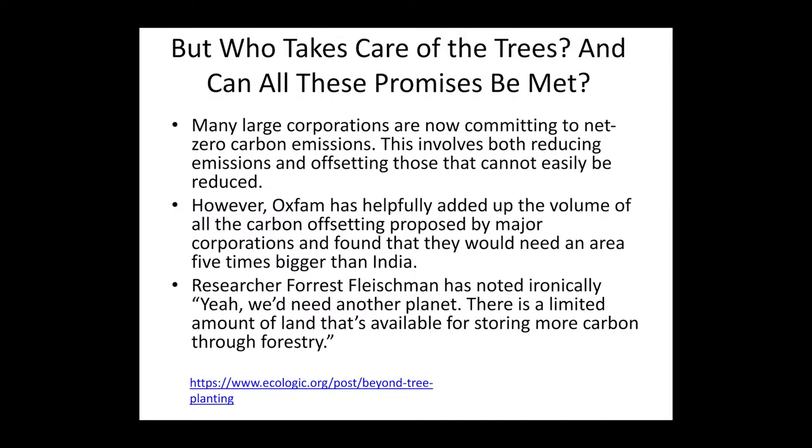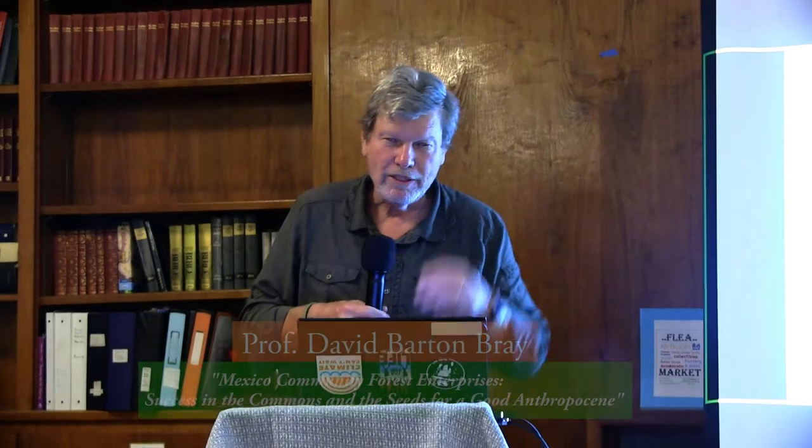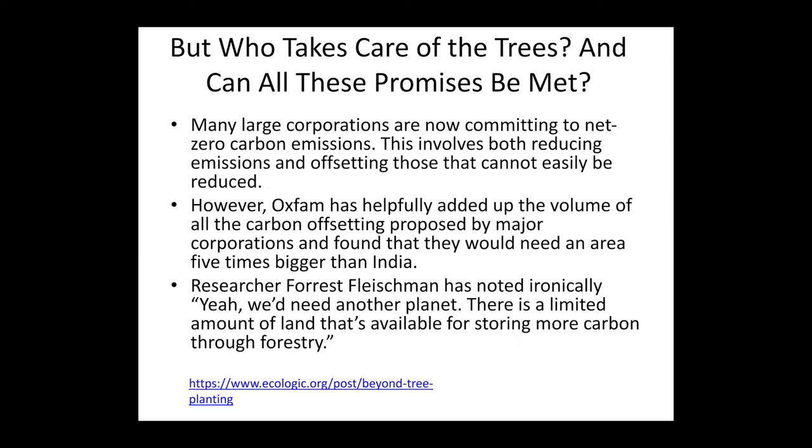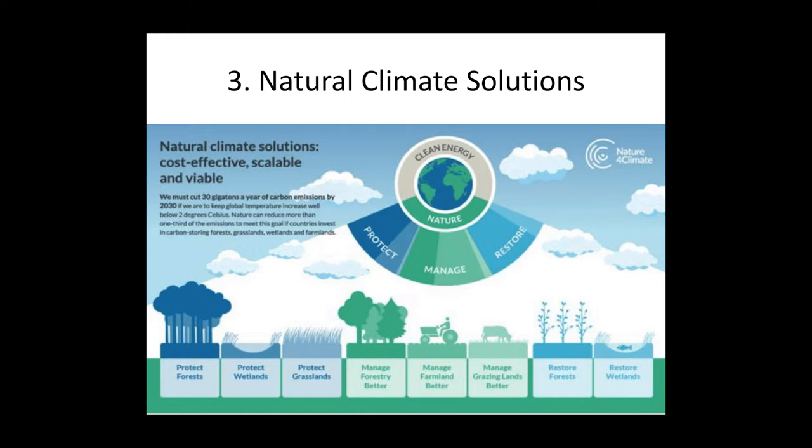However, Oxfam has very helpfully added up all the total commitments from all these corporations for offsetting using trees, and found that they would need an area 5 times bigger than India to meet all of them. A colleague of mine at the University of Minnesota, Forrest Fleischman, has noted, we'll need another planet. There's a limited amount of land available for storing more carbon through forestry. So they're overpromising, and it's not clear how these trees are going to be taken care of.